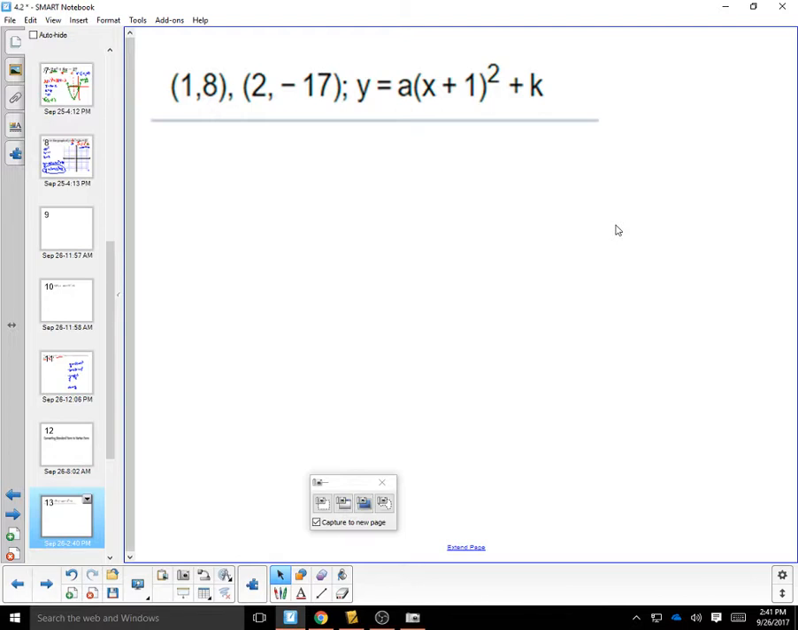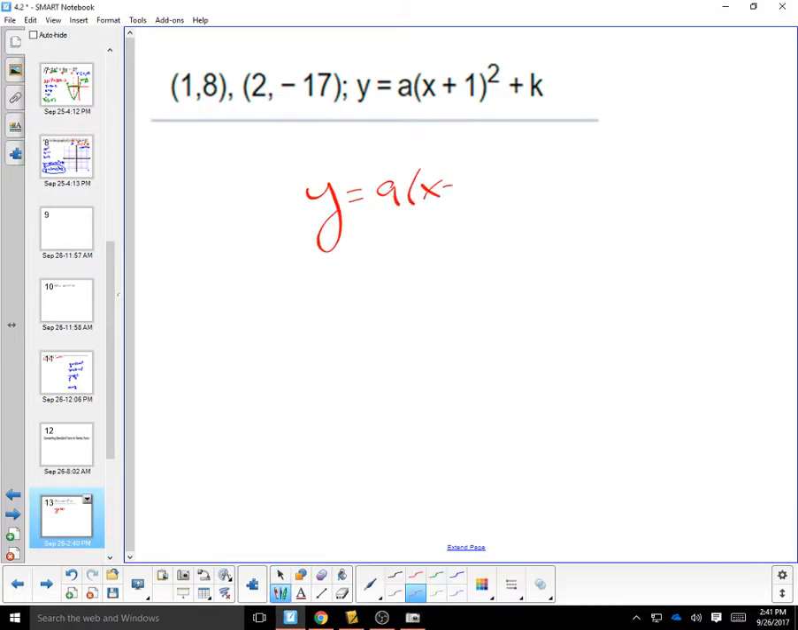For example, in this problem, they gave us an equation that says this is the model: y equals a times (x plus 1) squared plus k. And that a looks weird, like my nines. Now, they gave me 2 coordinates. I don't know if either one of them is the vertex, and they don't tell me it is either. So there's no way that I can use it as an h and k for a vertex.